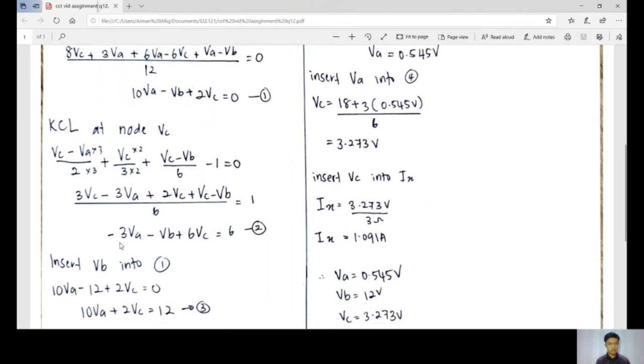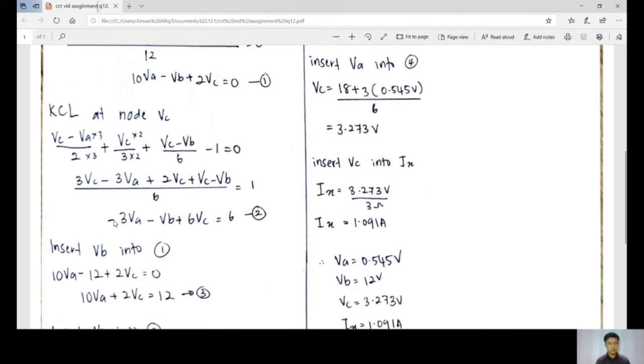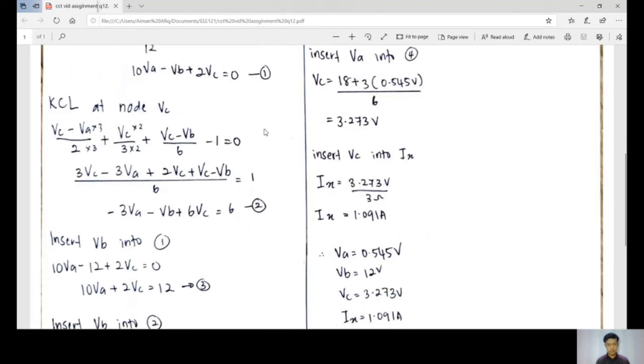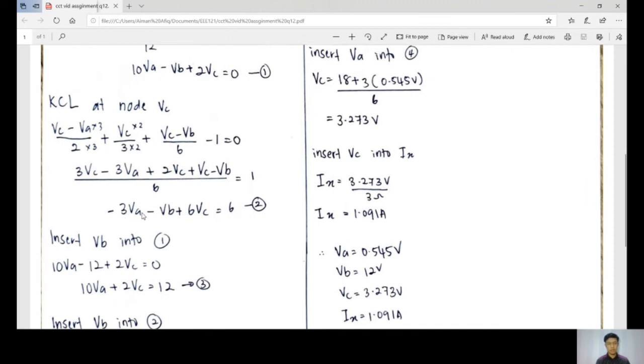And then we move the 6 to the right side and we get negative 3VA minus VB plus 6VC equal to 6. So 10VA minus VB plus 2VC equal to 0, we set as the first equation. And then negative 3VA minus VB plus 6VC equal to 6, we put as equation 2.